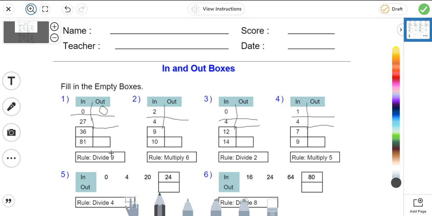Now, 27 divided by 9, I'm going to count by 9s and go 9, 18, 27. That's 3. 36 divided by 9: 9, 18, 27, 36, that's 4. All right, now we have a large number. We have 81. I know 10 times 9 is 90, and then if I take one group of 9 away, I have 81. So if 10 groups of 9 are 90, 9 groups of 9 must be 81.